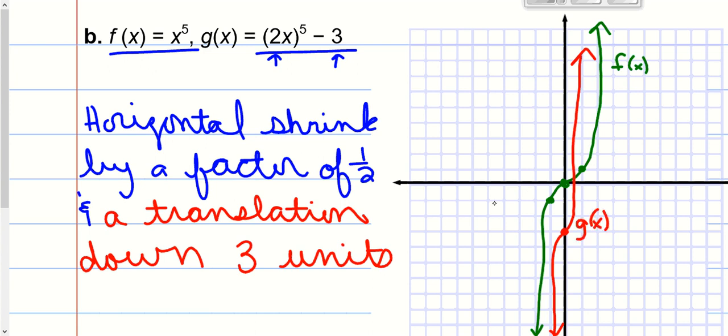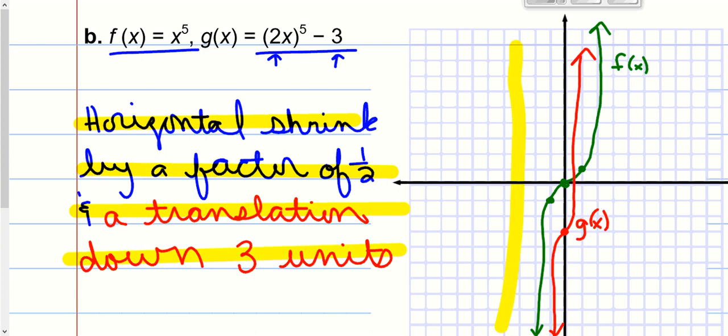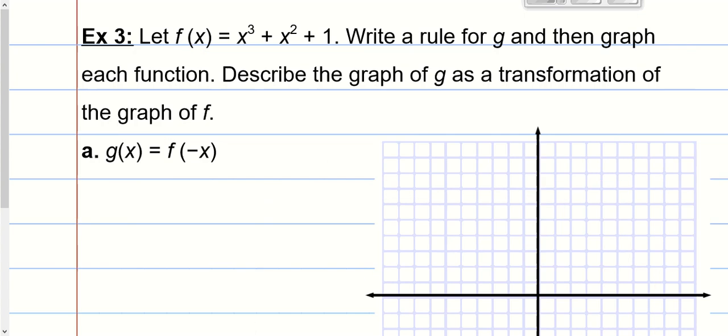If you want to change your scale so that you can plot more of those points, you can. Just make sure you do it from the very beginning before you graph f of x. Alright, so here we go. Horizontal shrink by a factor of 1/2 and a translation down 3 units. And there's the graph of both functions.